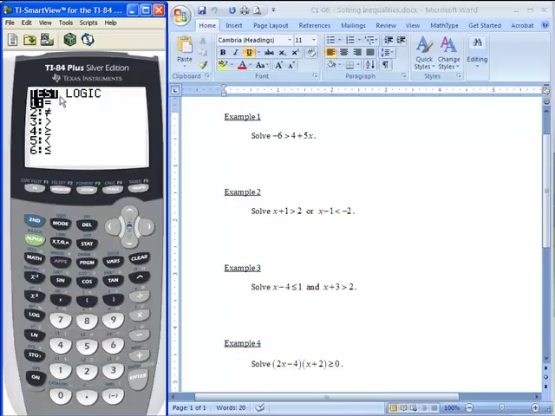And you'll see here at the top there are two different menus. There's a test menu and there's also a logic menu. If we press the right cursor key, we'll move over to the logic menu and we can press option 2 to get an OR. Now we're going to type in x minus 1 is less than negative 2. So we type x minus 1. To get the less than, we're going to press second in math to get to the test menu. Option 5, and then negative 2. And we'll press enter.